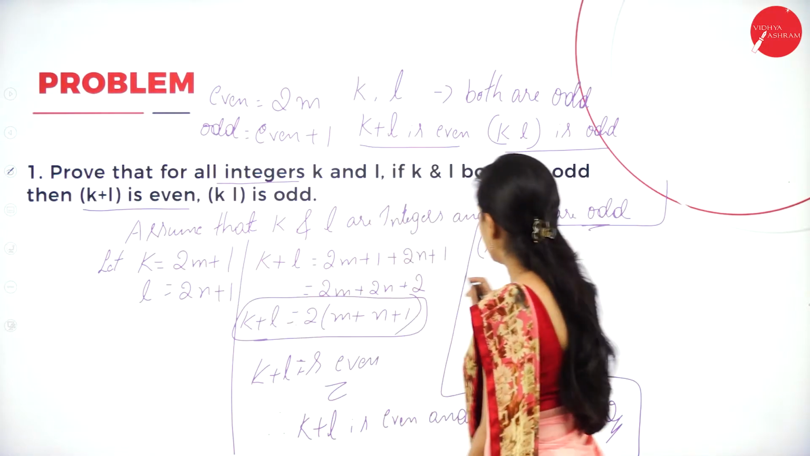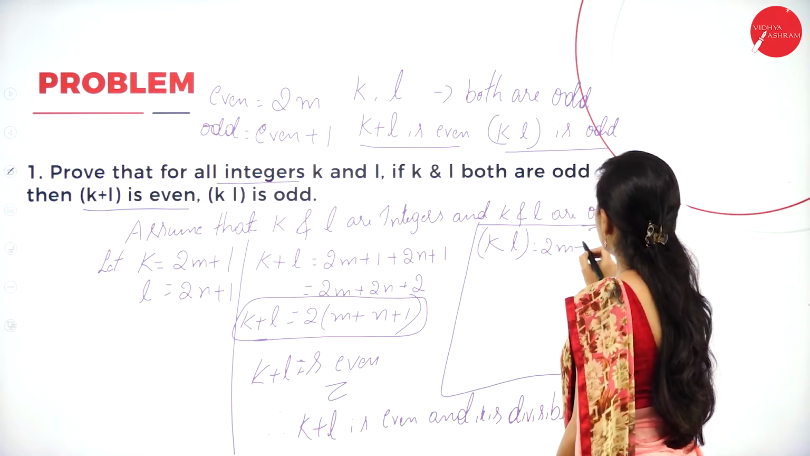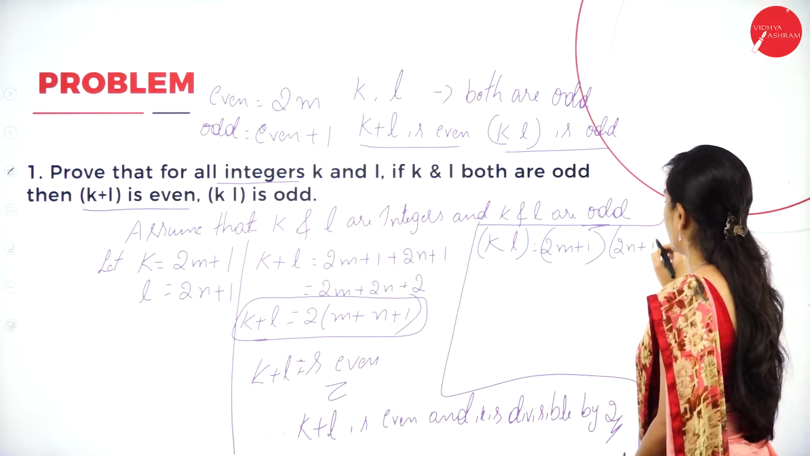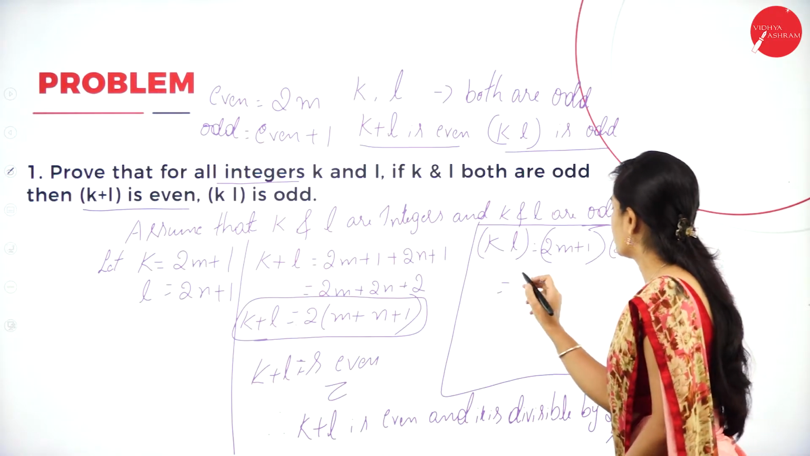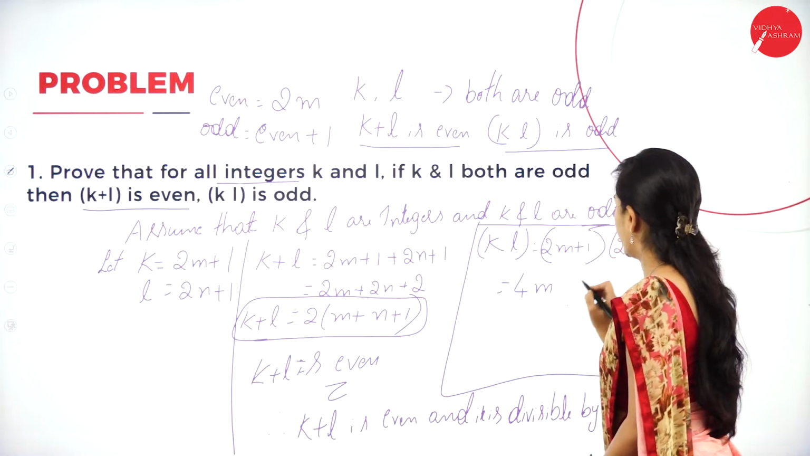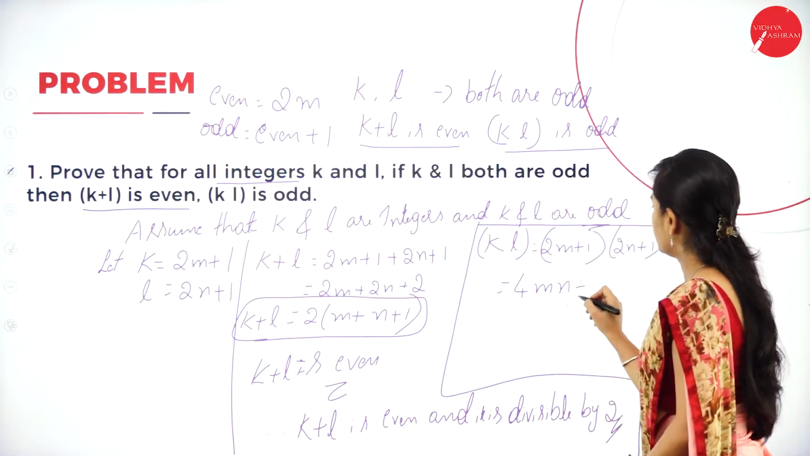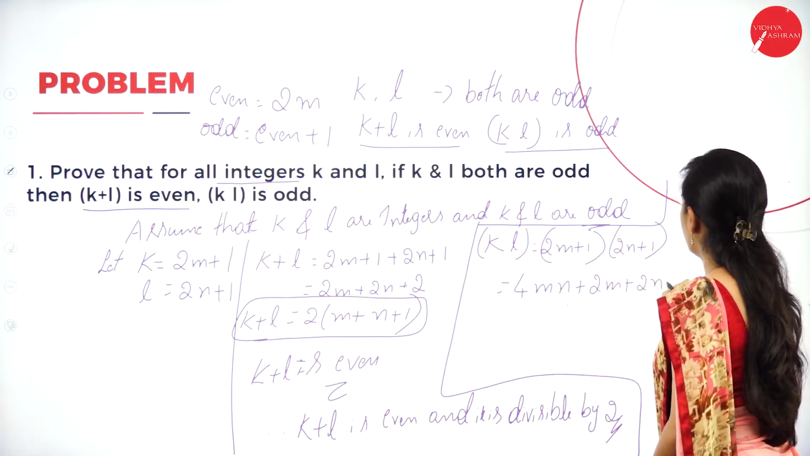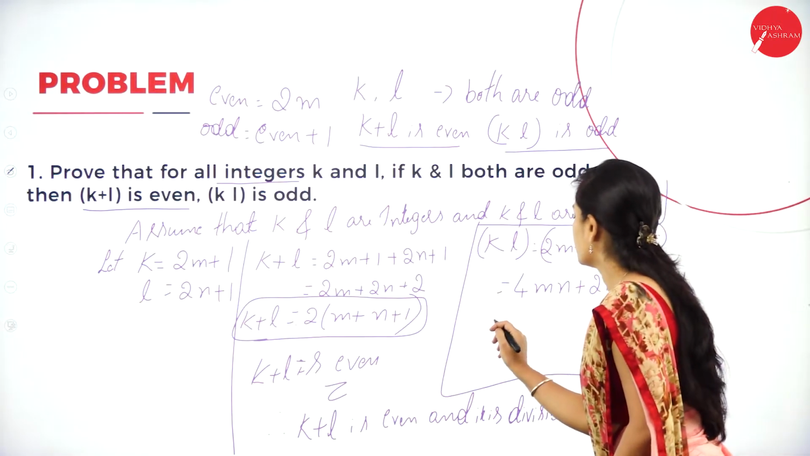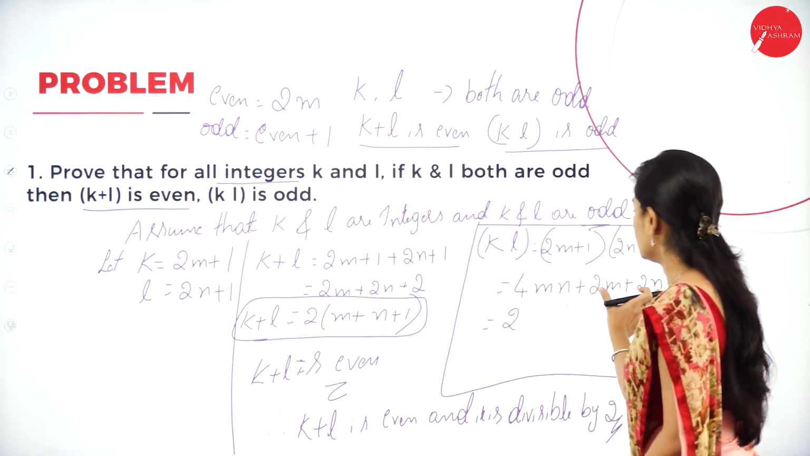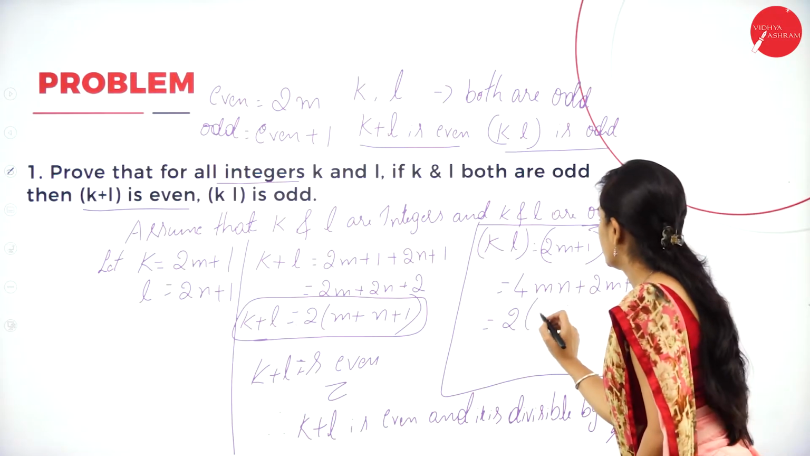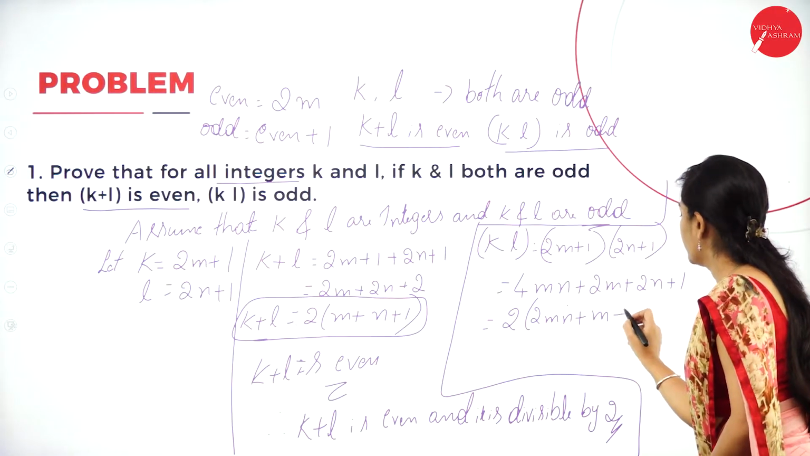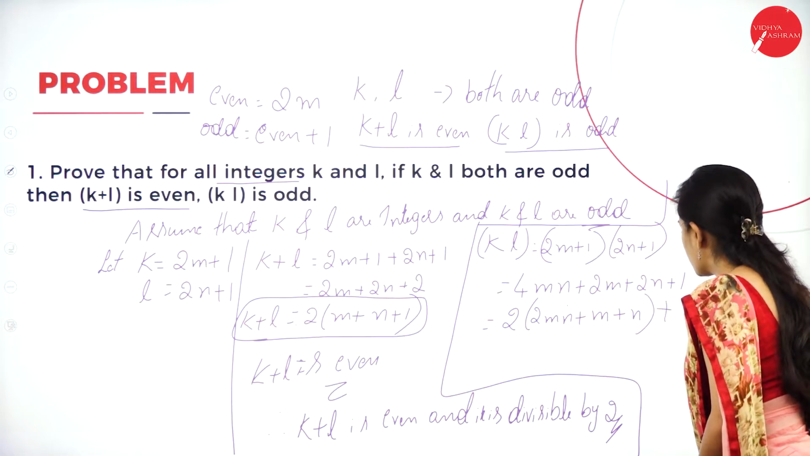K means 2m plus 1, and L means 2n plus 1. So 2 2s are 4mn plus 2m plus 2n plus 1. Now I will take 2 as a common factor to these 3 terms: 2(mn plus m plus n) plus 1.